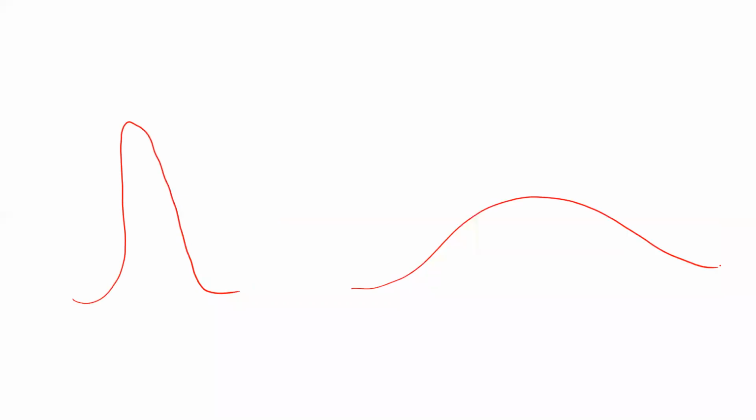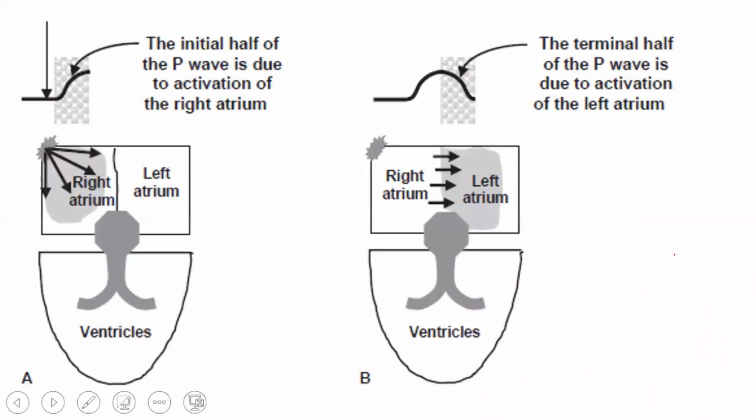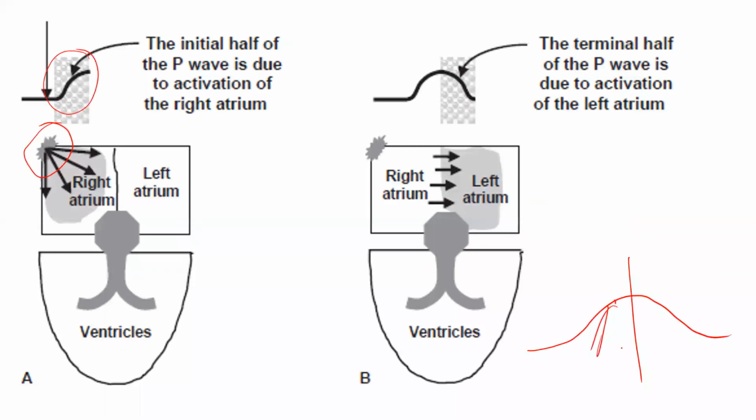If the person has an ECG with a tall P wave like this, or a broad P wave, then they have an abnormality. This is called P pulmonale. This is called P mitral. Why is it so? This is the basic mechanism for that. The SA node is getting fired, and you start to get a P wave like this. The first half of the P wave, this part, is due to the activation of the right atrium. The second part of this is due to activation of the left atrium.